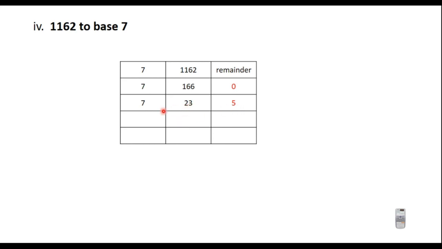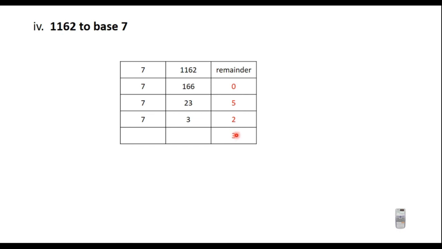Next, we divide 23 by 7. 23 divided by 7 will give us 3 as the whole number and a remainder of 2, because 7 times 3 will give us 21. 23 minus 21 will give us a remainder of 2. Now we can see that the number in this column here is 3 and the one here is 7. So what we have here is smaller than what we have here. So you write it as the last number here.